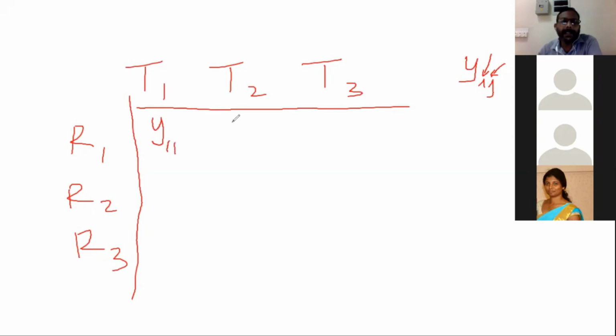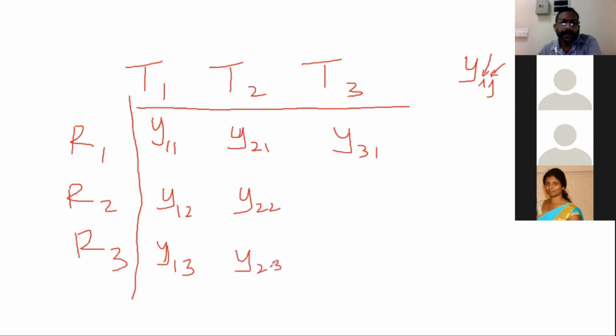Right. What about this? Y21. Right, Y21. What about this? Y31. Right. You can complete the table now. Y12, Y13. Similarly, Y22, Y23, Y32, Y33. Clear?